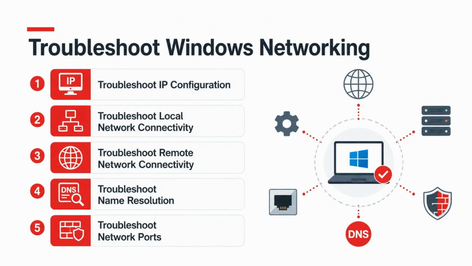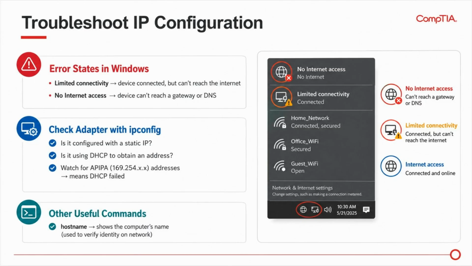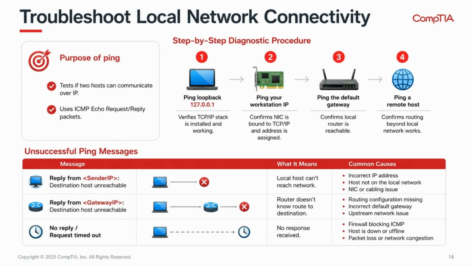Our troubleshooting approach for Windows networking covers 5 key areas: IP configuration, local connectivity, remote connectivity, name resolution, and monitoring network ports. When diagnosing IP configuration, watch for no internet access or limited connectivity. Always check for APIPA addresses, which usually start with 169.254, as this indicates a failure to obtain an address from a DHCP server. To troubleshoot local connectivity, follow a logical path. Ping the loopback, then your own IP, then the default gateway, and finally, a remote host. Unsuccessful messages provide clues to where the connection is failing.